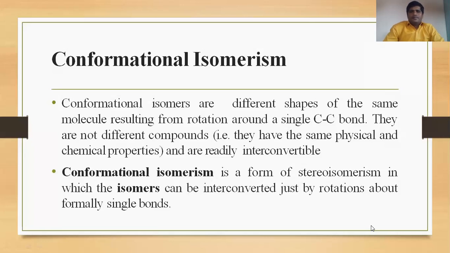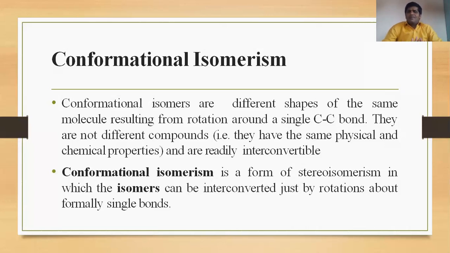Yes, sir. Good. So we'll have the definition. Conformational isomers are different shapes of the same molecule, resulting from the rotation around a carbon-carbon single bond. They differ in their various shapes, which result from the rotation around the single bond. They are not different compounds.